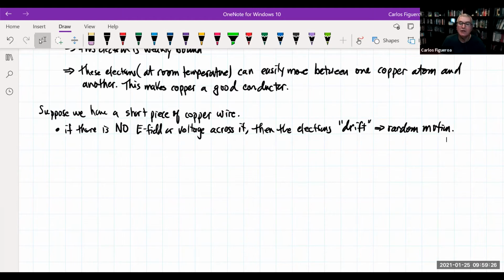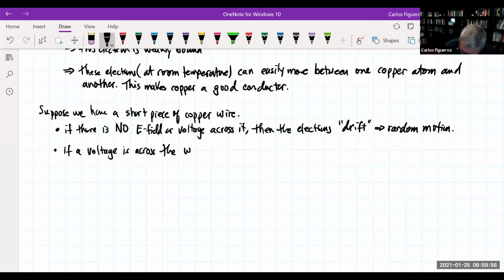The only way you can get a current flow in a wire is if you put an E field, but we don't want to use the word E field because that's arcane. We want to talk about an electric potential, a voltage across the wire. So what we say then is that if a voltage is across the wire, now electrons flow in one net direction.